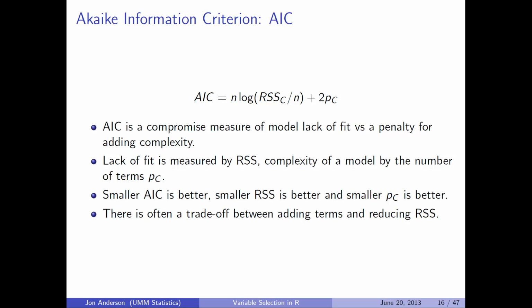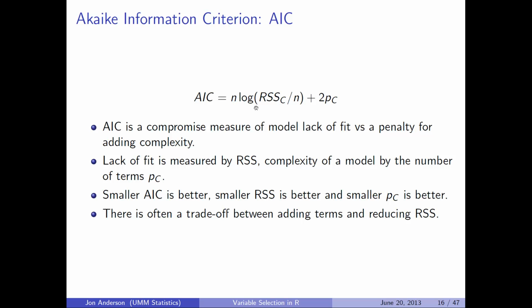If your candidate model is bigger and has more terms in it, that second part of the AIC statistic will get bigger. That is called a complexity penalty. Your AIC statistic will get bigger if you have more parameters. It's also true that with a bigger model and more parameters, the residual sums of squares tends to be smaller because you're using more predicting information to explain the response.